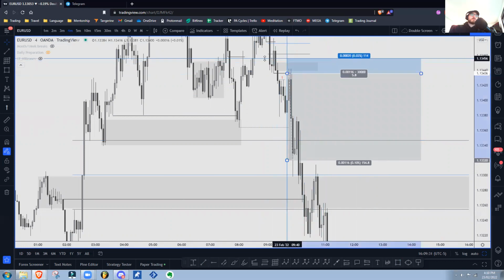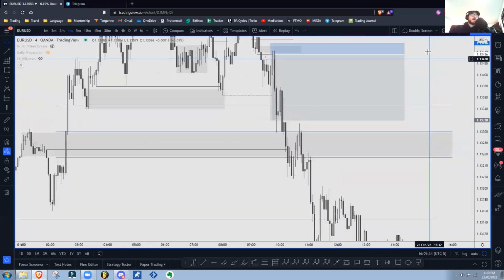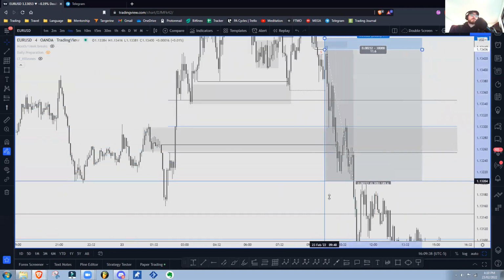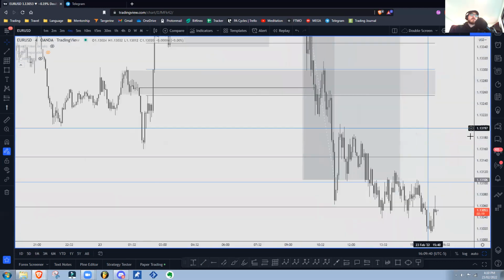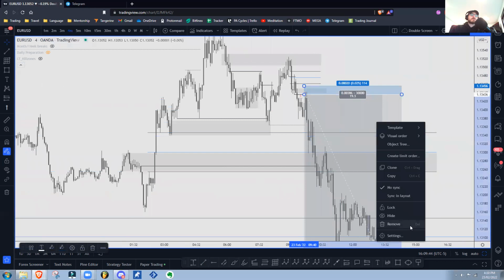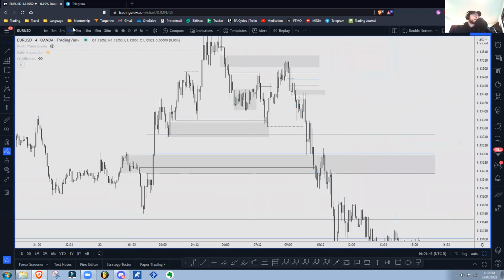Again, I would have put on a 2 pip stop at least. And then, yeah, that was it. First take profit was hit. And then obviously, if you were holding it deep, you would have been able to smash that as well. So there were plenty of opportunities along the way down, but that was it.